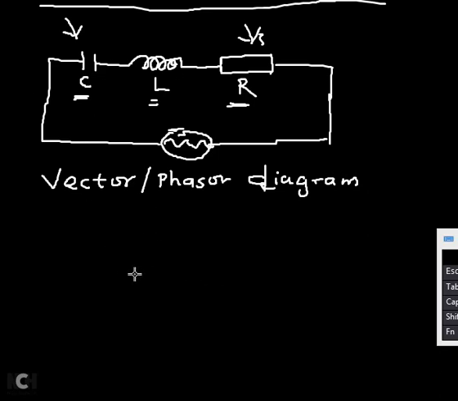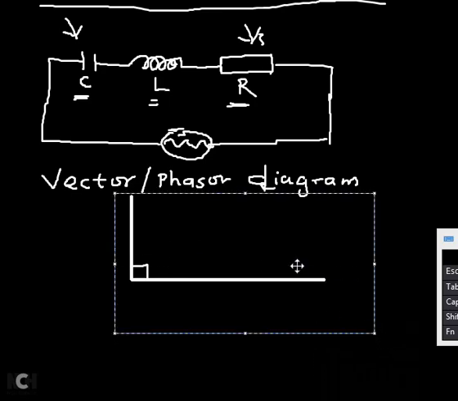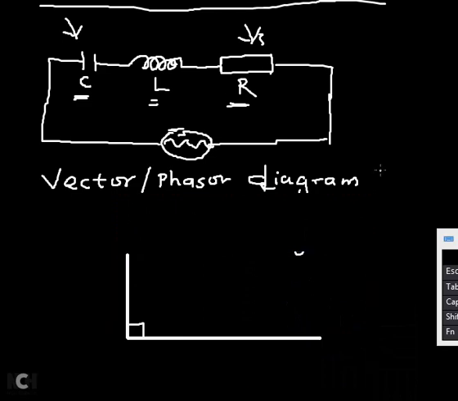So look at how we draw it. For resistor, there is no phase between the voltage and the current, so that will be represented by a horizontal line. Now, for an inductor, the voltage is leading the current, so I use a vertical line, and it's leading by 90 degrees. The phasor diagram I'm drawing is the phasor diagram of voltage.